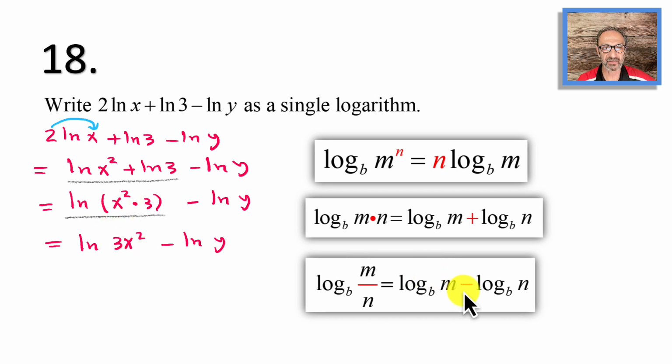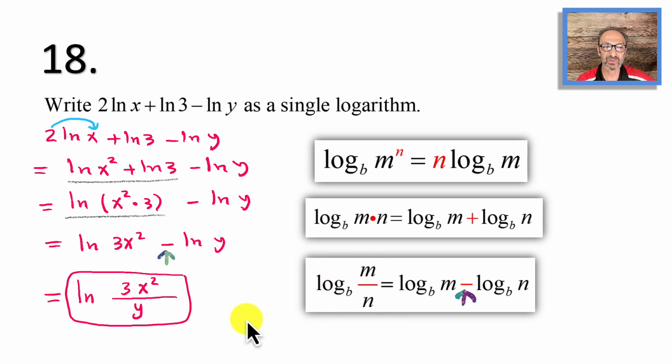Now let's look at the subtraction. I have subtraction between 2 logs with the same base. So we rewrite it as 1 log with the quotient of the arguments. And that's what I'm looking at. I have a subtraction between 2 logs. Those are logs but base e. Make it 1 log, and that should do it. So it's going to be 1 ln, or 1 log with base e, of 3x to the second divided by y.